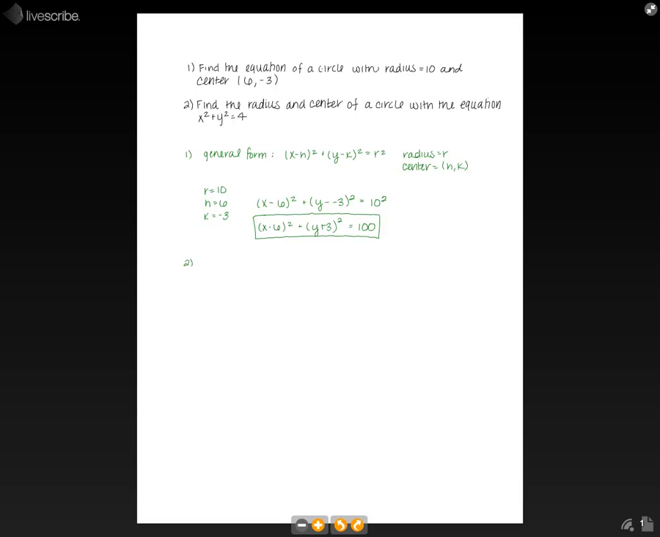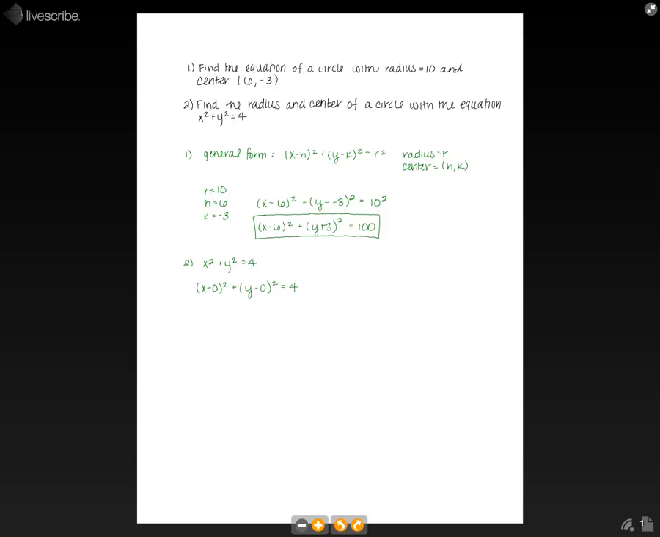Alright, problem 2 says, find the radius and center of a circle with the equation x squared plus y squared equals 4. Alright, so the first thing we want to do is compare this to the general form. Basically all we have is x squared and y squared here. We don't have any h or k. But we know that's the same as saying (x minus 0) squared plus (y minus 0) squared equals 4.